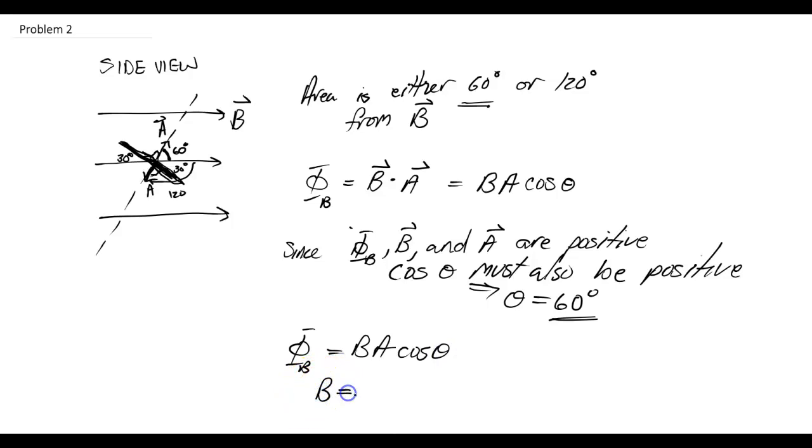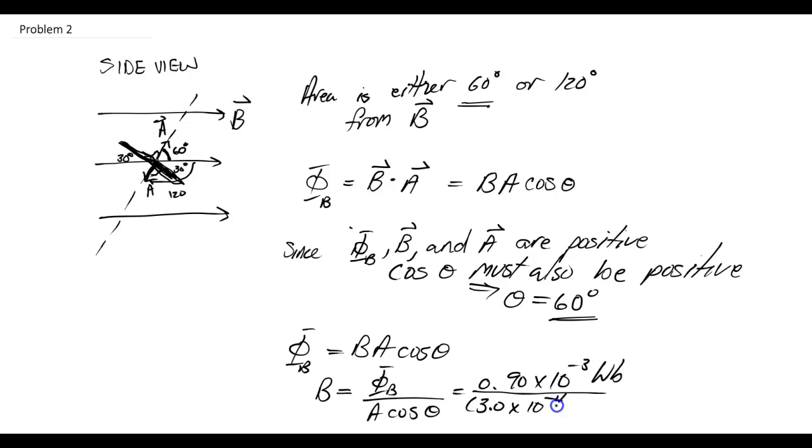the magnetic field B is the flux divided by A cosine theta, which is 0.9 times 10 to the minus 3 Weber over 3.0 times 10 to the minus 4 meters squared, which is the area, times cosine of 60 degrees, which gives us about 6.0 Teslas.